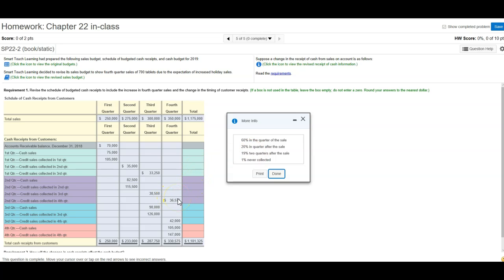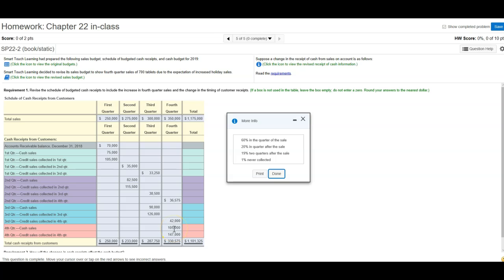And we continue to do the same for quarters 3 and 4. The cash sales are always 30% of the sales listed here above. And then we multiply third quarter times 70% times 60% to get that number. Then for the fourth quarter, 300,000 times 70% times 20% to get us that number. Cash sales, using the revised sales number, 350 times 30% will give us our 105.